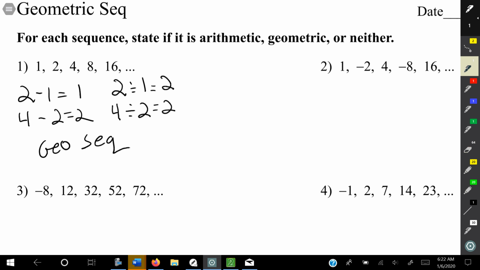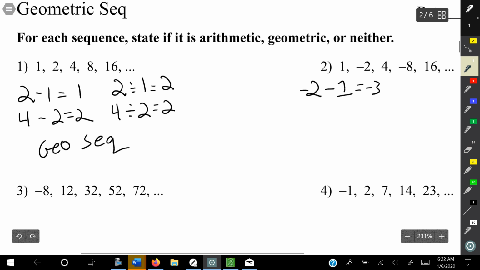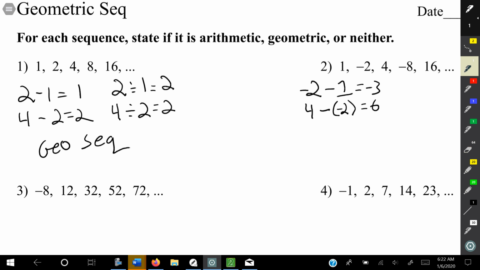All right, let's take a look at number 2. Same steps. We're going to take the second number, which is this -2 here, and subtract it from the first number, which is 1. When we do that, we get -3. Then we're going to take the third number and subtract it from the second, so that's 4 minus a -2, and we get 6. So these are not the same number, so it's not an arithmetic sequence.